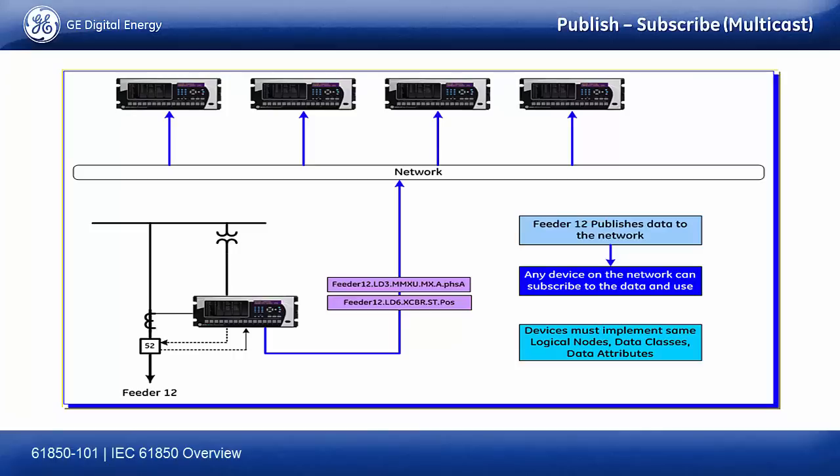So what we do, we have this data in this feeder relay, my feeder 12 relay. I talked about the examples of phase A current and the status of the circuit breaker. And other devices need this piece of data, right? In the old days, we'd hardwire it: output contact, input, and we connect the relay to an RTU or a gateway to get the data out. In the 61850 way, we do this differently. We can publish this data to the network, and any device on the network can subscribe to this data and use it. That's why it's called publish subscribe, it's multicast.